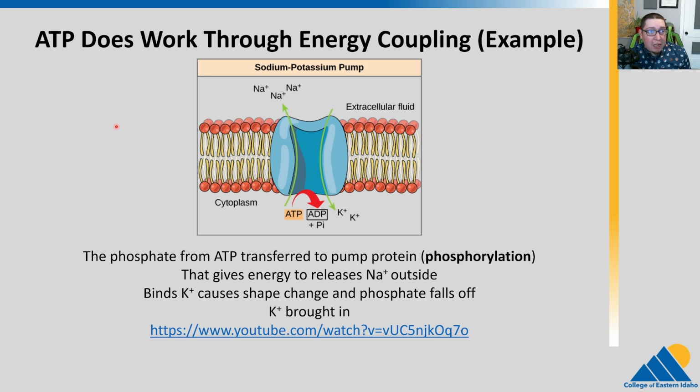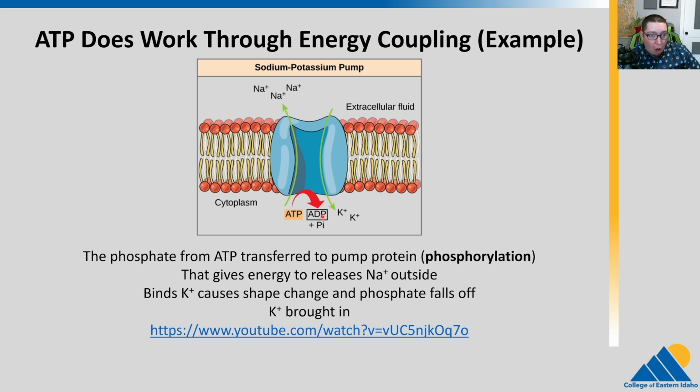So ATP can be used to do work through what we call energy coupling. This is an example of what we would call a sodium-potassium pump. Obviously, the pump part is going to be moving the molecules against their concentration gradient. To do that, that's active transport. We need to spend energy. So here we have phosphate that is in the ATP being used to power this reaction.